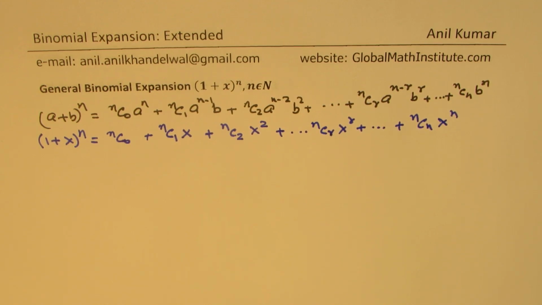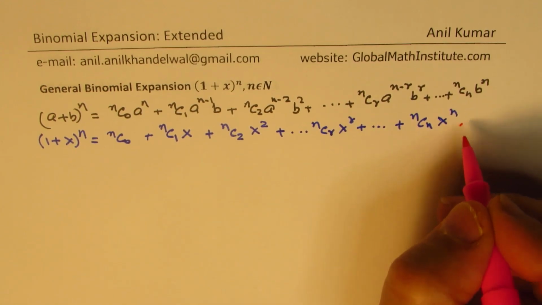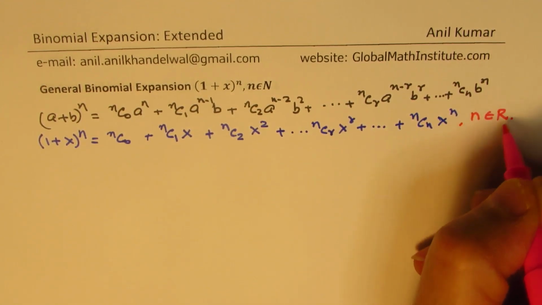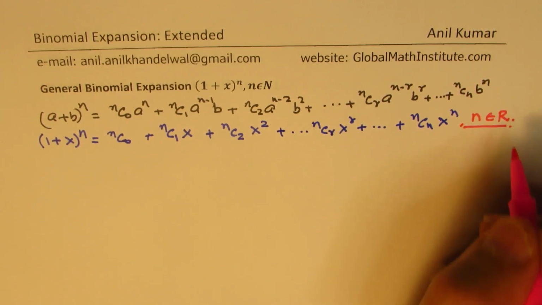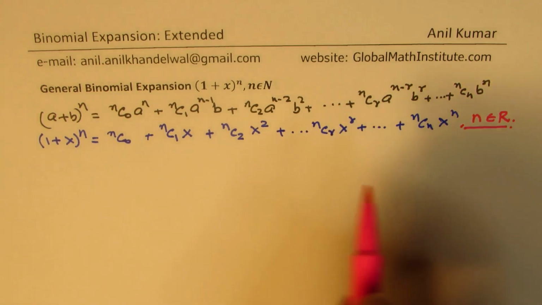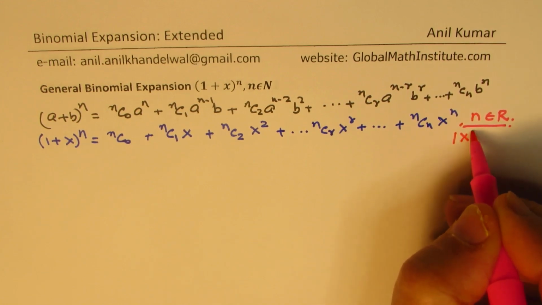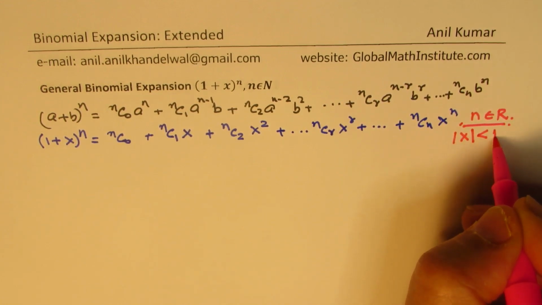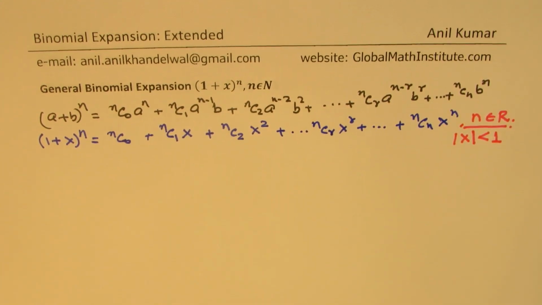The beauty here is that this series we just got is actually valid even if n is a real number. The important part is that this series is applicable where n belongs to any real numbers. We are not providing a proof here, however we'll take this as a statement and explore it further, just to show you that it can be used with all real numbers. The only condition is that for x in (1 plus x), the absolute value of x is smaller than 1.